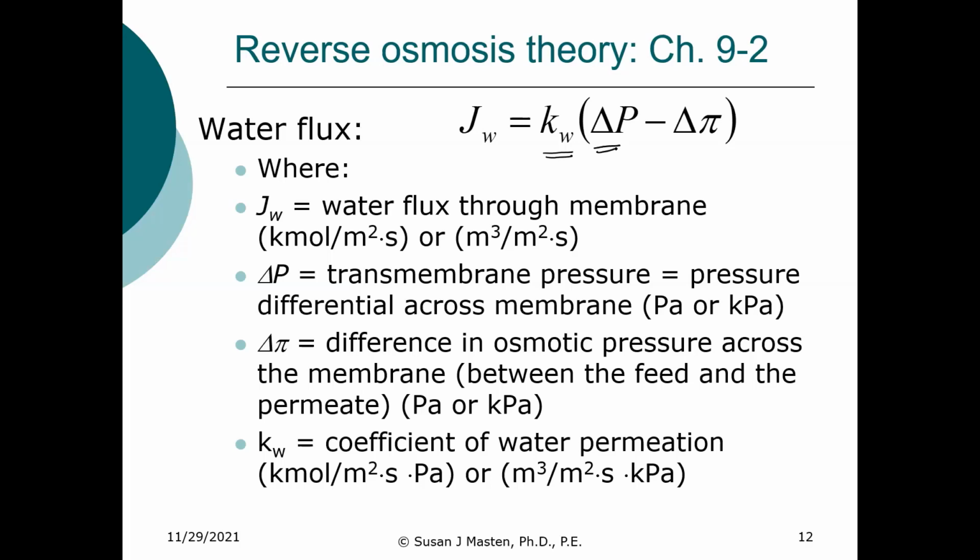Delta P is known as the transmembrane pressure. So that's the pressure differential across your membrane. And delta pi is the difference in the osmotic pressure, again, across the membrane. So we're looking at the difference between the feed solution, that's your influent, and the permeate, that's your product water.